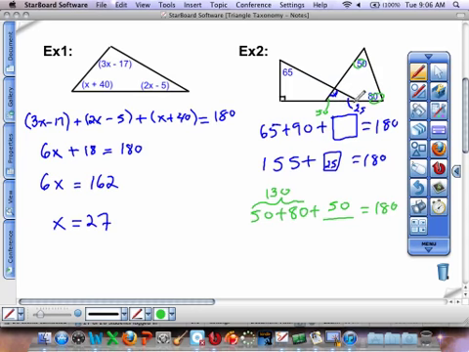Now I can solve for x. So x plus 50 plus 25 equals 180. X plus 75 is 180. X is 105. Okay. You get the idea? Sum of the angles is 180 degrees.